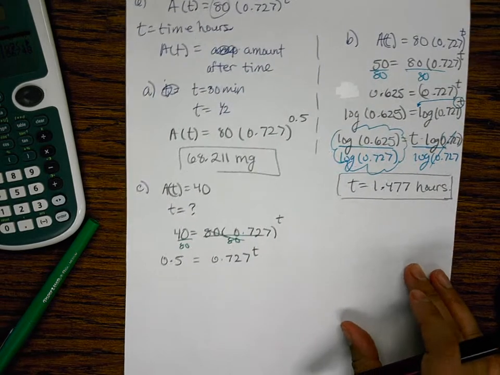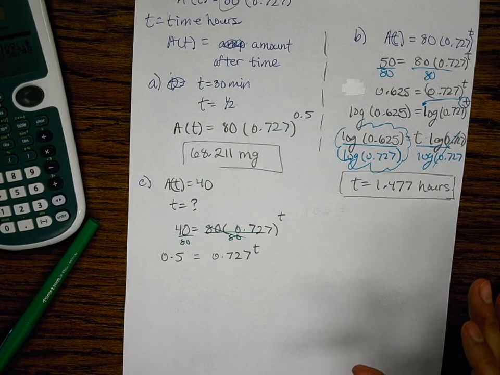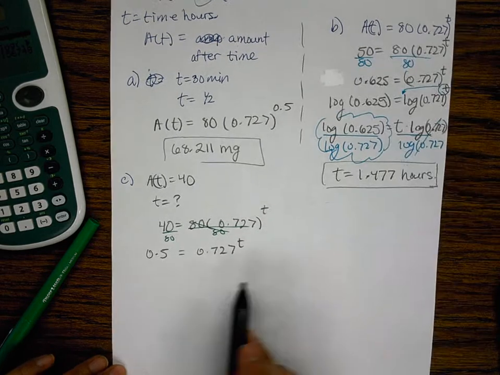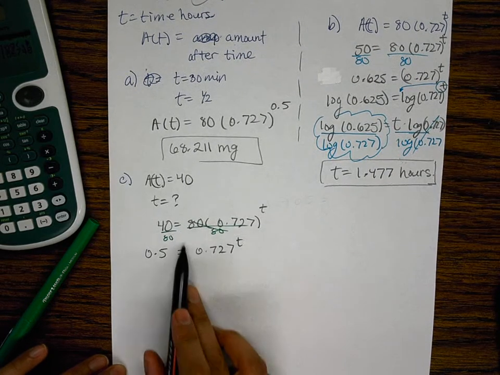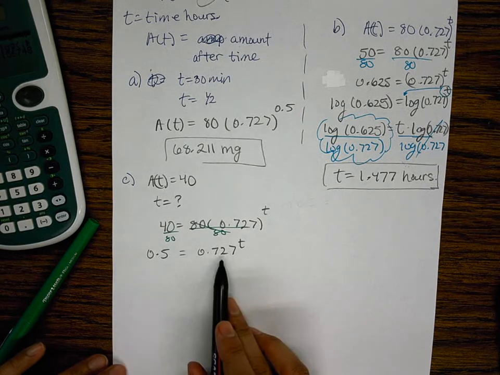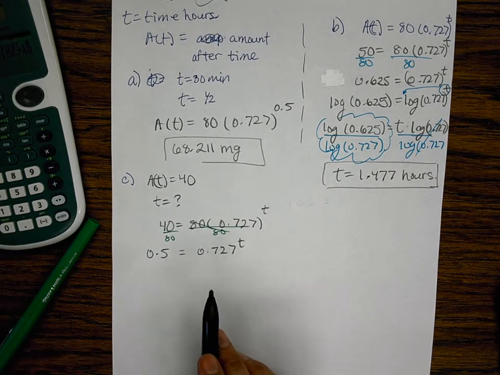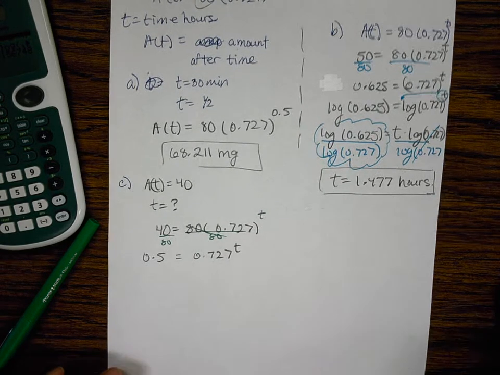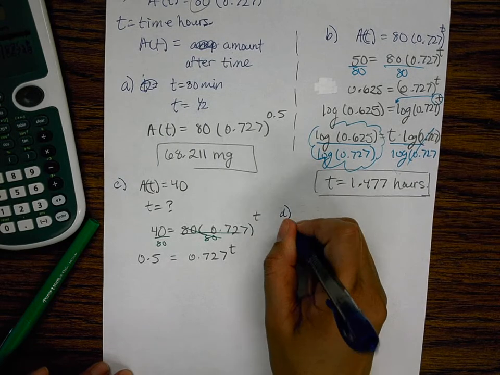Now, I am going to let you finish that part on your own. What you're going to do is take the log, just like we did over here. Take the log of both sides, bring the t down, and then log of 0.5 divided by log of 0.727. And that's going to be the amount of time it takes for you to end up with half of what you started with. And check your answer to the answer key.